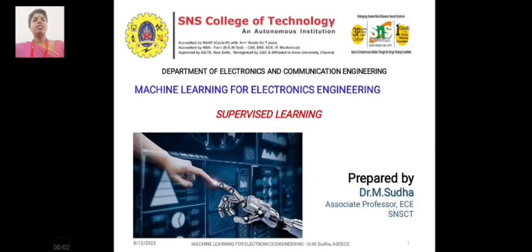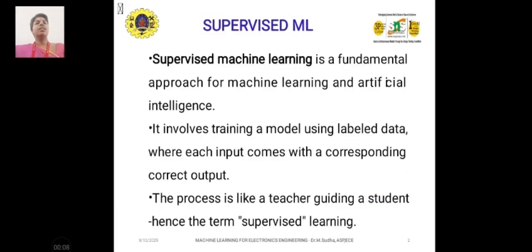Very good morning, students. Today we are going to discuss supervised learning. What is meant by supervised learning? Supervised learning in machine learning is a fundamental approach for machine learning and artificial intelligence.